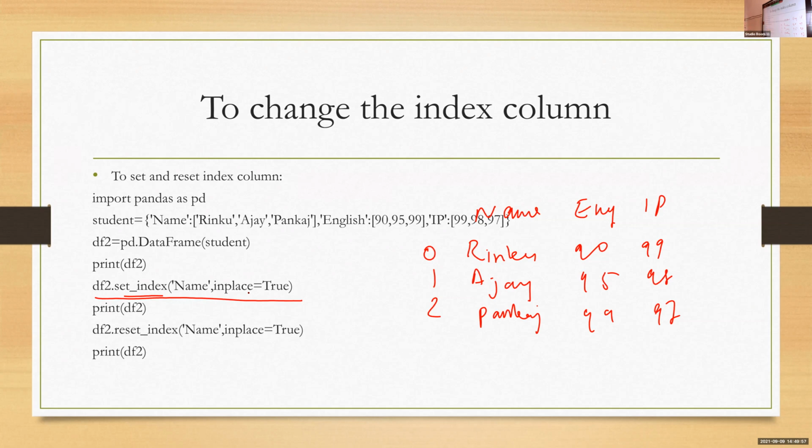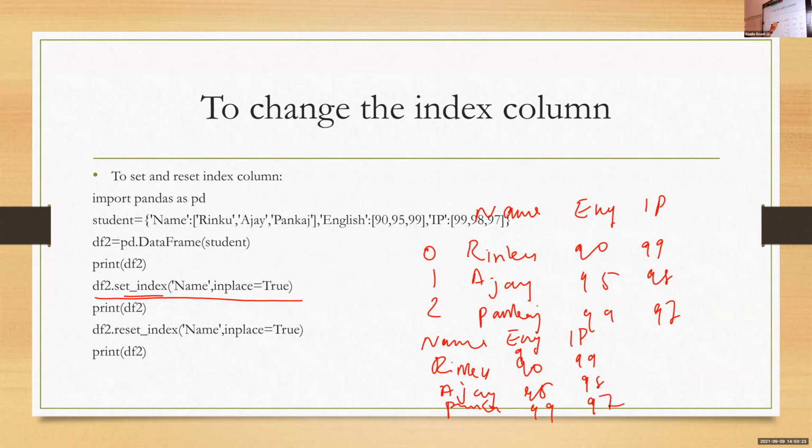After executing this statement, the output is name: Ringu, Ajay, Pankaj. Then English is 90, 95, 99. Then IP is 99, 98, and 97. So the default value is removed, and instead of the default value, the row names are Ringu, Ajay, and Pankaj.